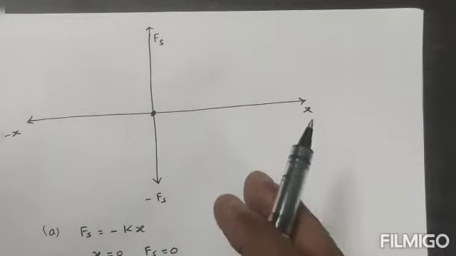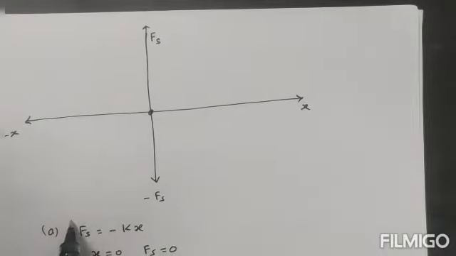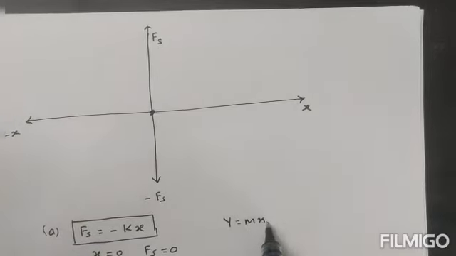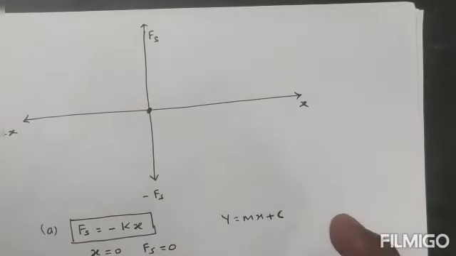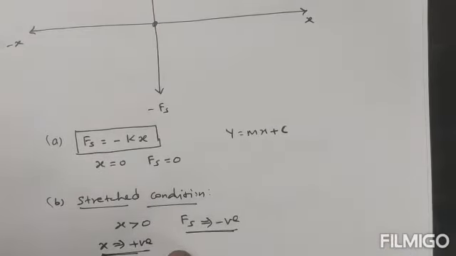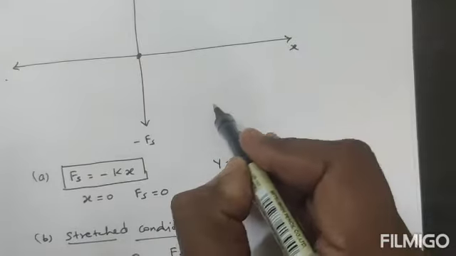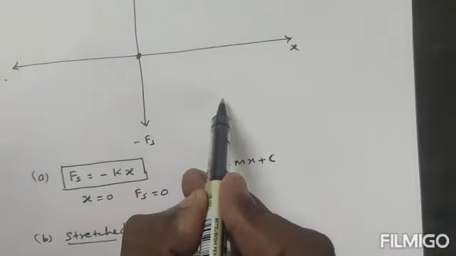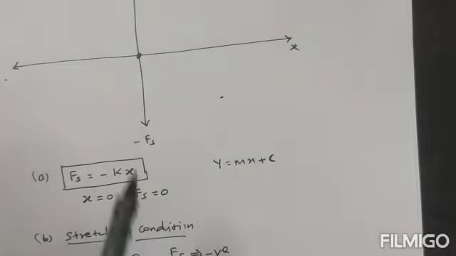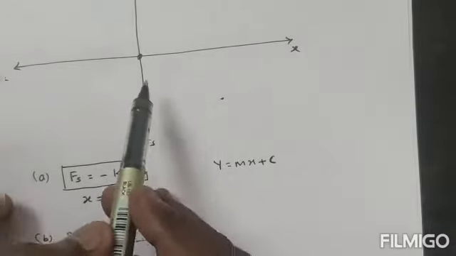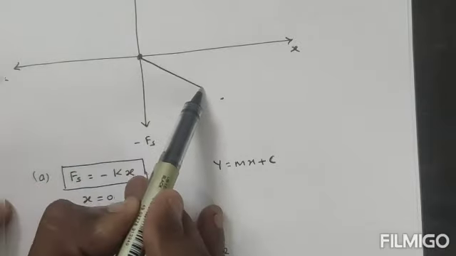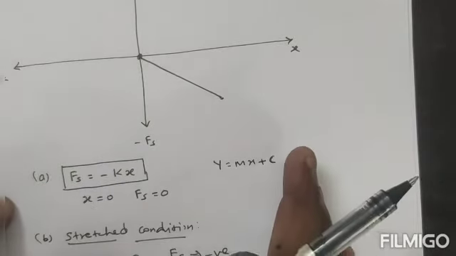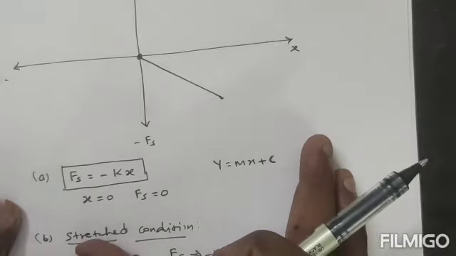Then one more thing, if you observe this general equation, it is like y equal to mx plus c. This is purely a straight line. So according to the stretching condition diagram, it will be present here or here, somewhere. For example, let's take here. So it indicates a straight line. So I'll draw one straight line here. So this is the stretched condition diagram.